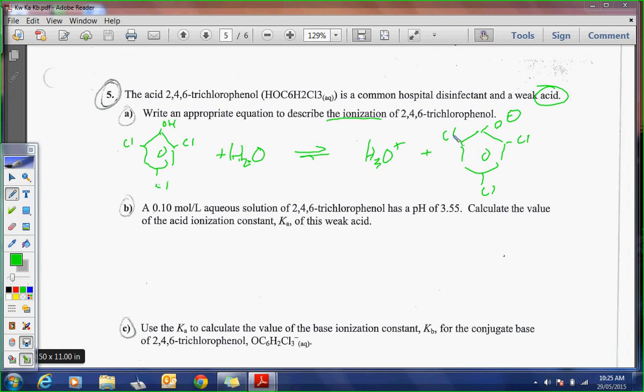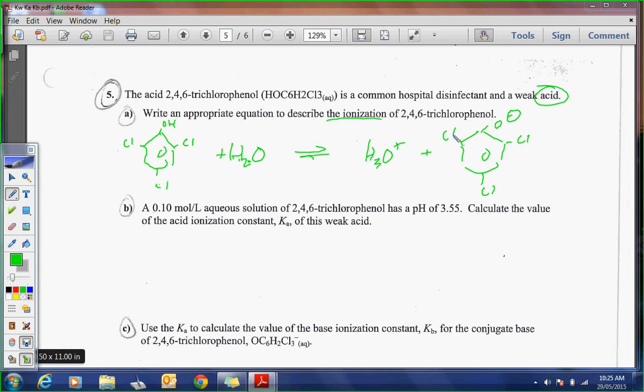B. A 0.1 molar aqueous solution of that original acid has a pH of that. Calculate the Ka for this weak acid. Okay, so Ka isn't in your data booklet for this one. That's why they picked such a crazy one. They want you to calculate a Ka.